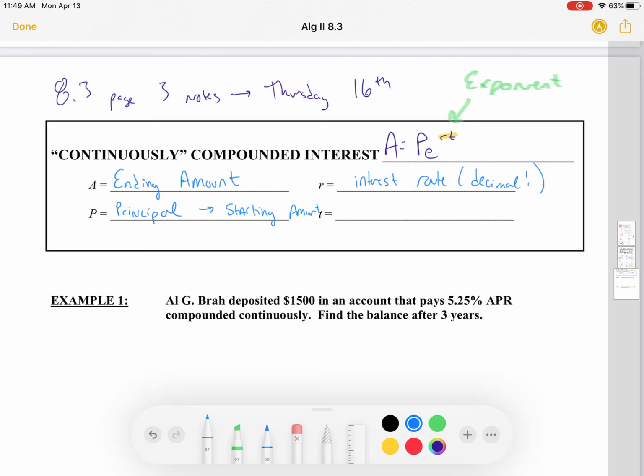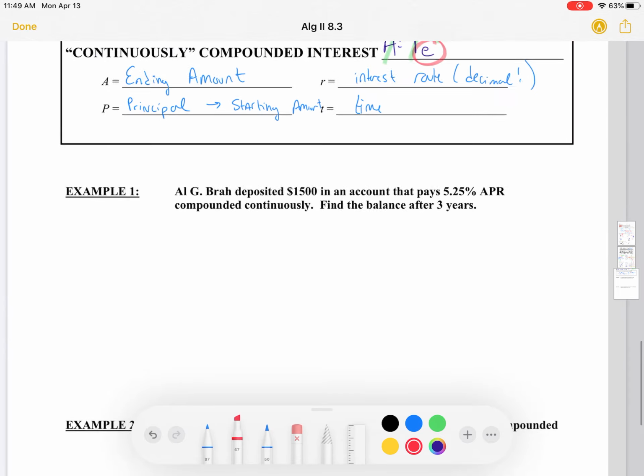Last but not least, T is the time. Well, you might say, well, Mr. Adler, we did A, we did P, we did R, we did T. You left one out, you big goof. You left out E. Well, that's because E isn't a variable. E is always a number. We talked about that the last 2 days. E is a number that's equal to about 2.718. For this, I don't want you to round. Just use a calculator. And again, we're going to resort to using the Google calculator.